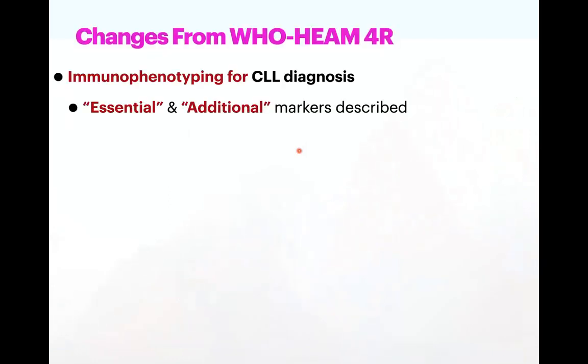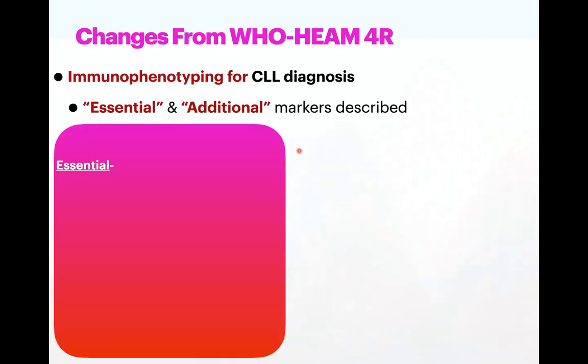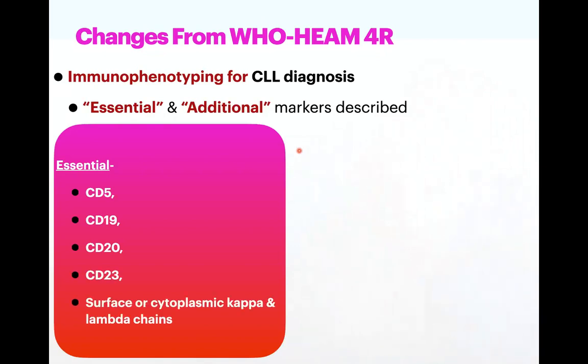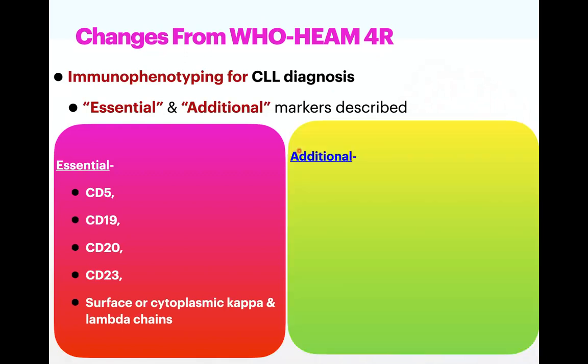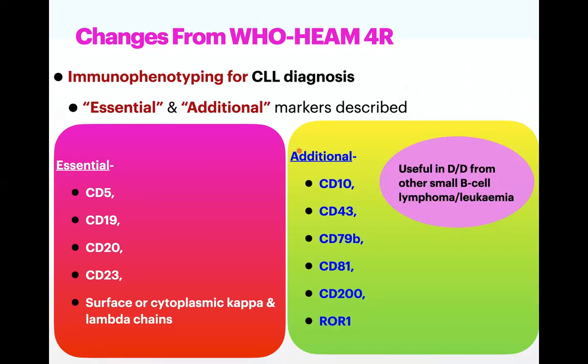Okay. So for immunophenotyping for CLL diagnosis, in this also they have described the essential and additional markers. The essential markers include CD5, CD19, CD20, CD23, and surface or cytoplasmic kappa or lambda chains. While the additional markers include CD10, CD43, CD79B, CD81, CD200, and ROR1. Why are they called additional markers? Because they are not required for the diagnosis. Additional markers are useful for the differential diagnosis from other small B-cell leukemia lymphomas.